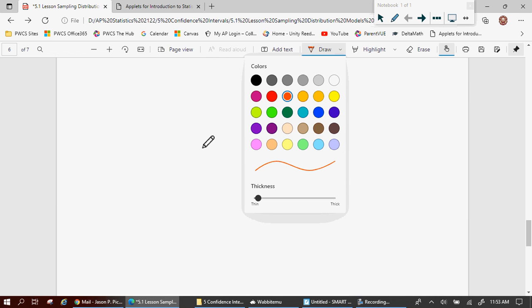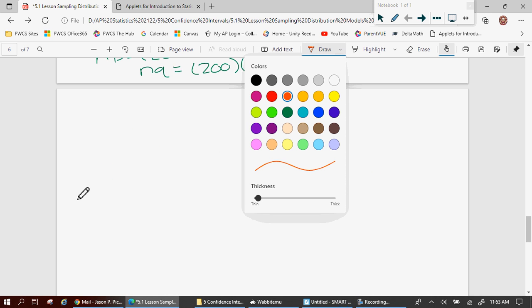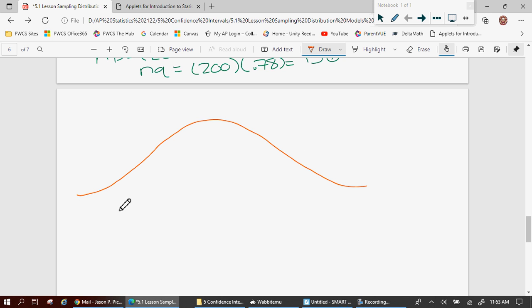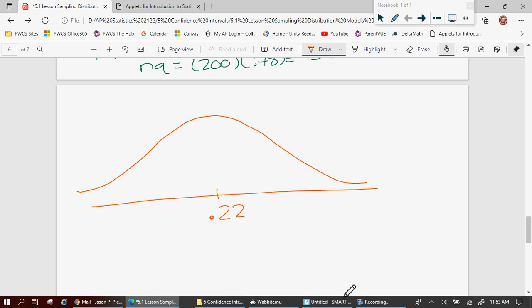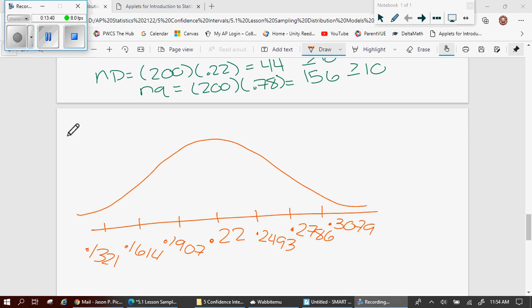So I'm going to draw my normal model. And remember, I'm not very good at it. My mean is 0.22. And I can go out 3 standard deviations in each direction, so I'll do that. And I'm just adding 0.0293 3 times and subtracting it 3 times. And I'll fill that out. So I filled out my standard deviations.